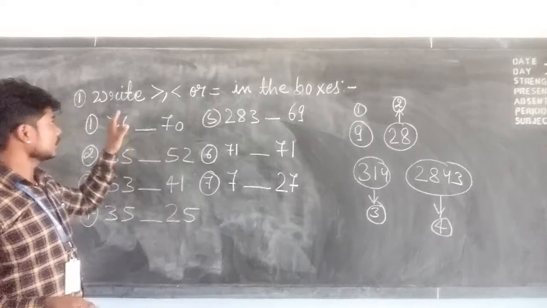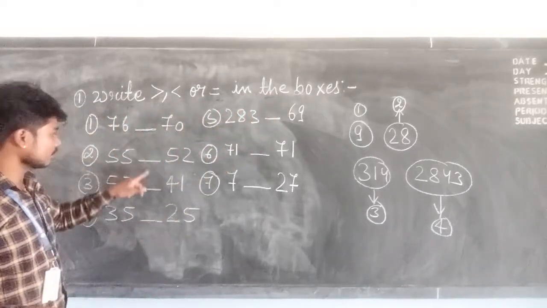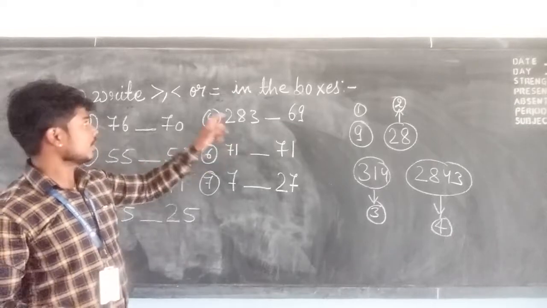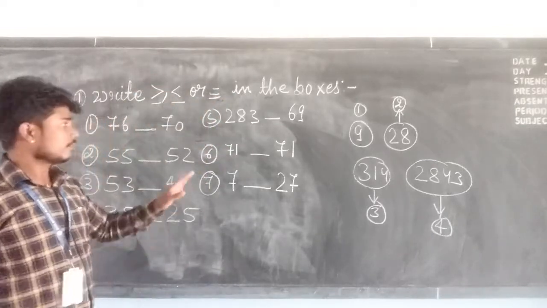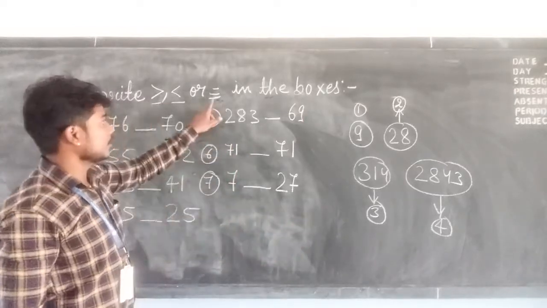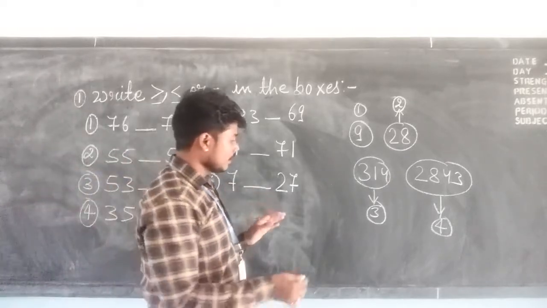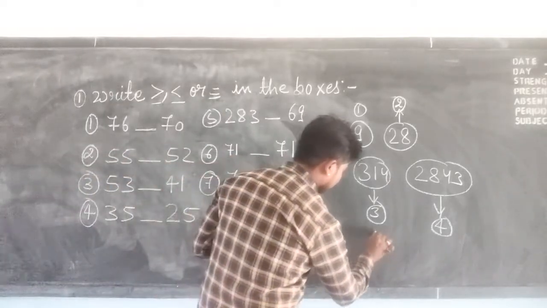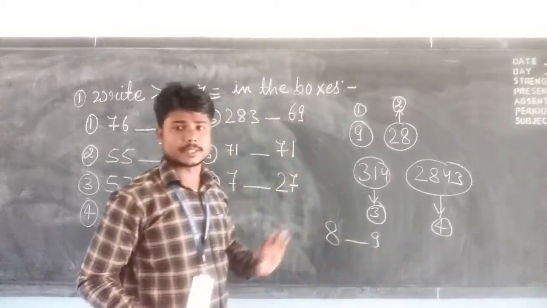Now, look here, the question is: write this symbol in the given boxes. See, these are the boxes in which you have to put this sign, and this sign. If both numbers are equal, then you have to put the equal sign. And see, this is 8 and 9. Suppose you have to put the sign.